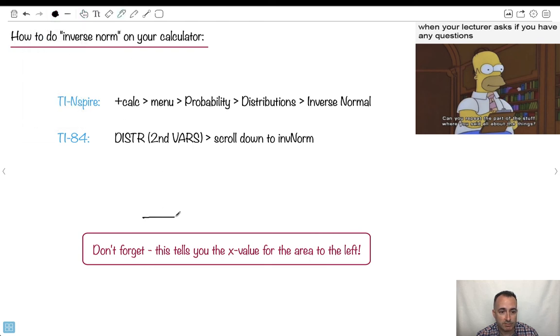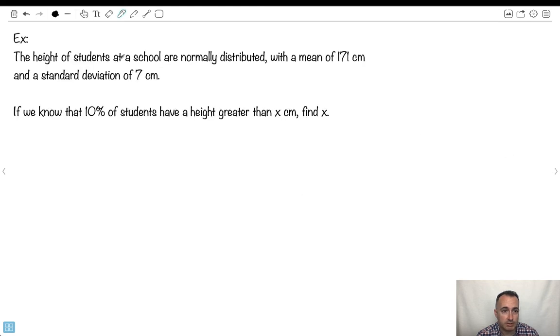So if you're given some sort of function like this right here, it's only to the left that it's doing it for. It'll tell you this x value here. Now I've got an example where I purposefully made it so it's not to the left, just so you can see how to do it. Here's an example. We have the height of the students at school, and we're going to assume that those are normally distributed.